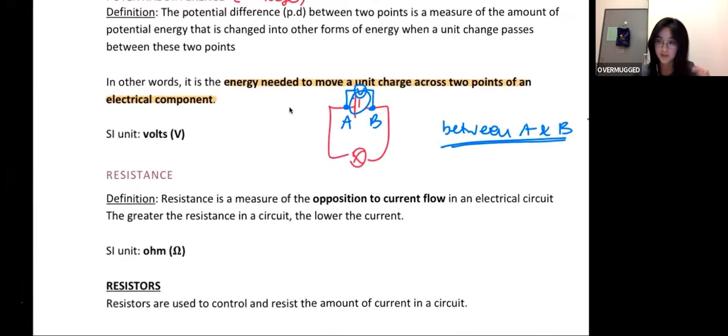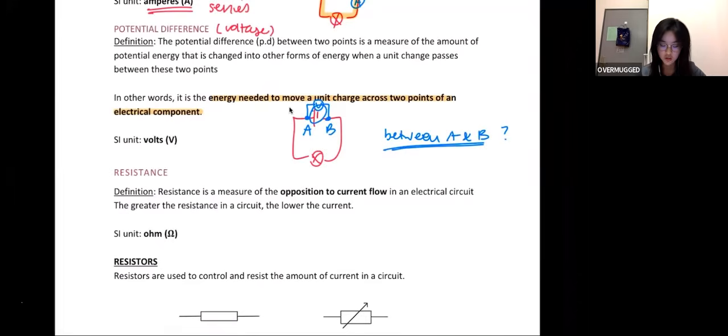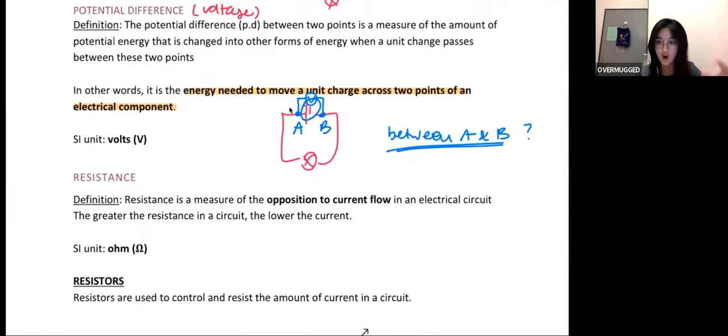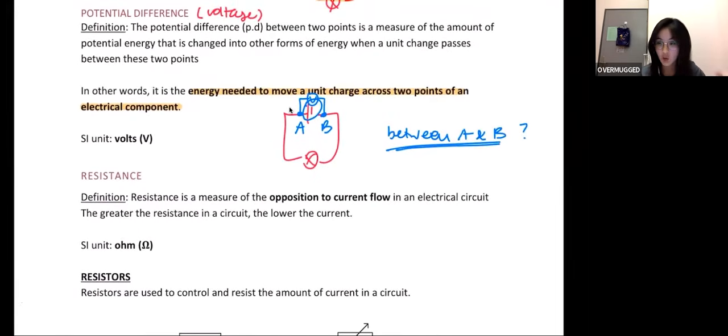So just take note of this. I know it's a bit confusing for some people. So really all you have to do is remember: figure out where is point A, where is point B, and what is in between point A and B.